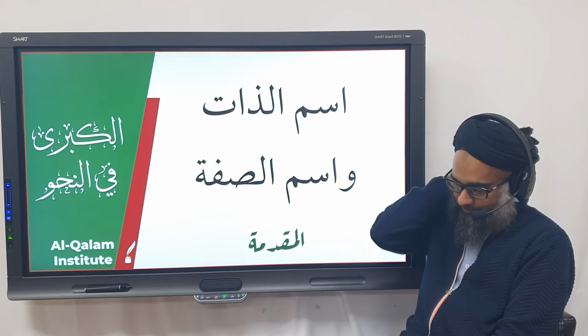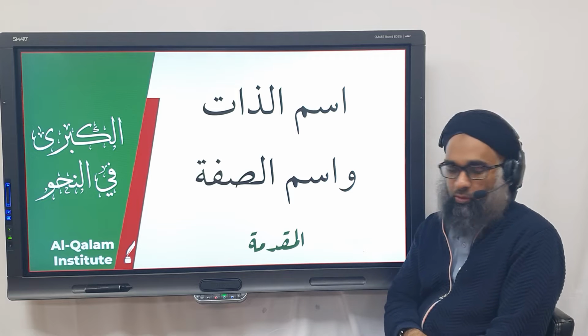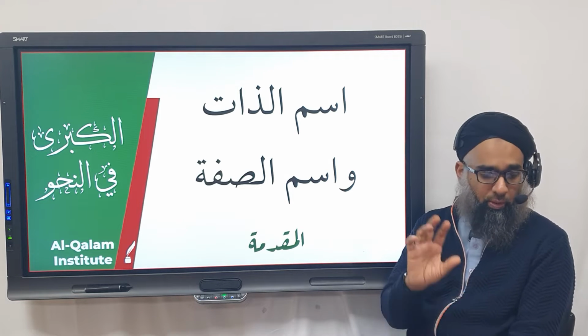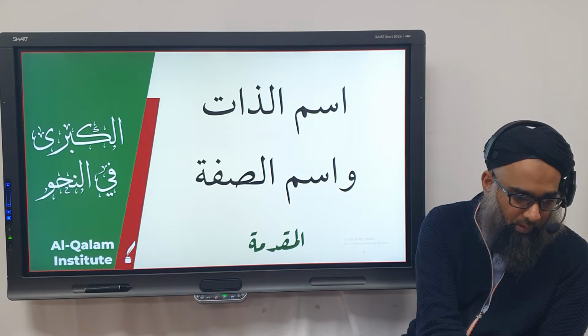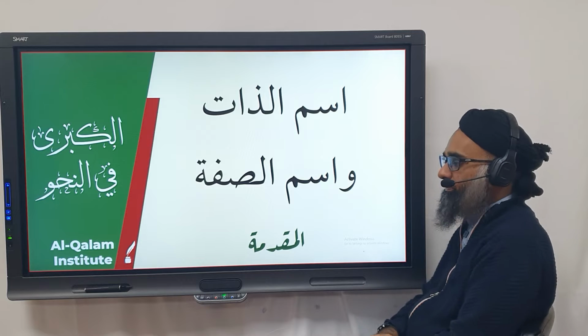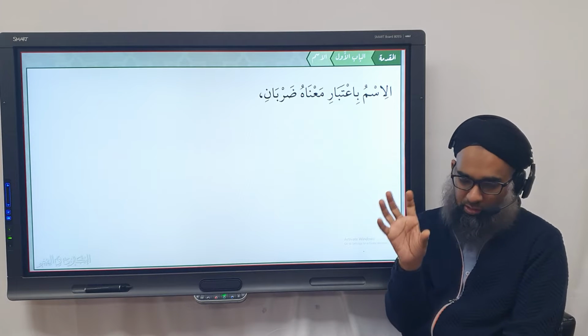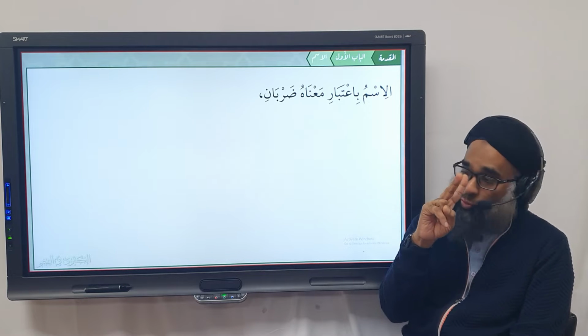Bismillahir Rahmanir Rahim. Continuing with our study of ism, we're now going to understand ismu dhat and ismu sifa, just so that when these words come up later on, you're fully aware of their meaning. According to the meaning, not the structure or the composition, but the meaning of the word, we can divide a noun into two types.